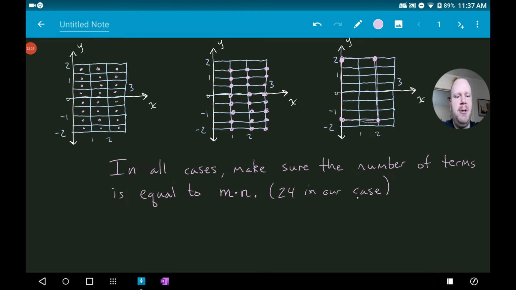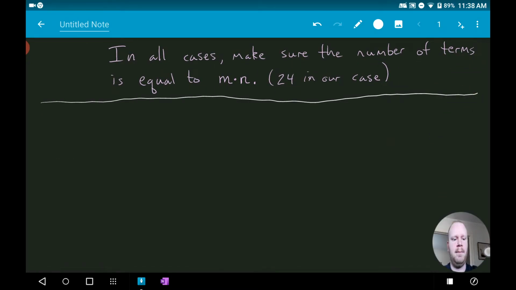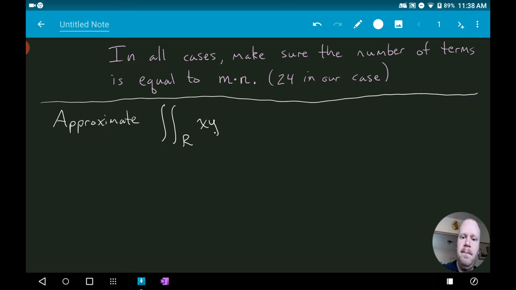Okay, I'm going to run through an example. So I would like you to approximate the following. And I'm going to define the region in the way that we saw at the very beginning of this chapter, where I make it the cross product of 2 intervals.